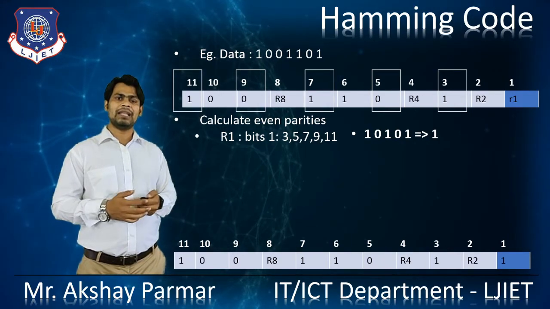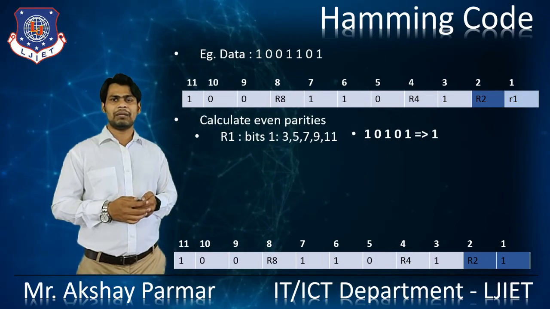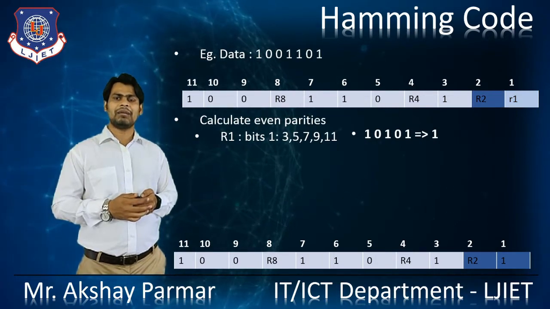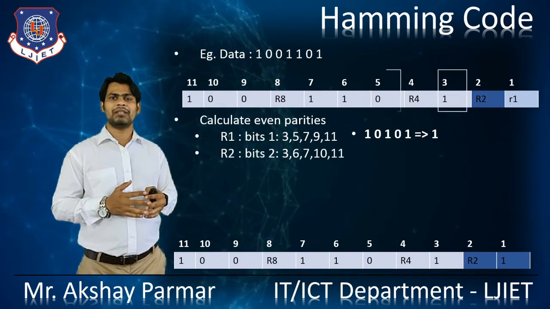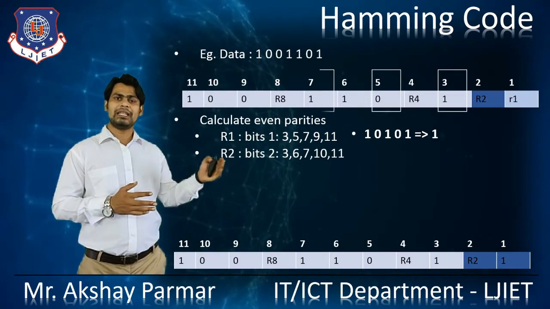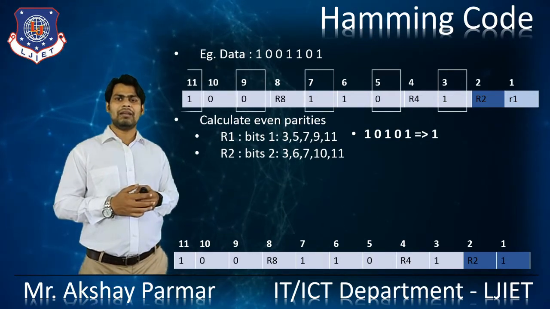After that, let's select the second redundant bit R2. How do we select it? For selecting R2, we take the bits stored at positions 3, 6, 7, 10 and 11, right?